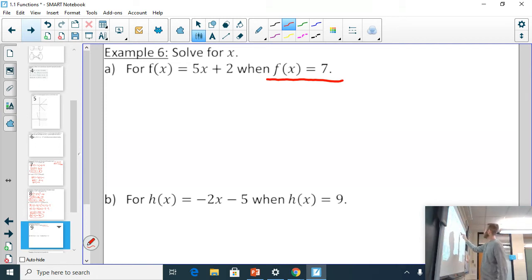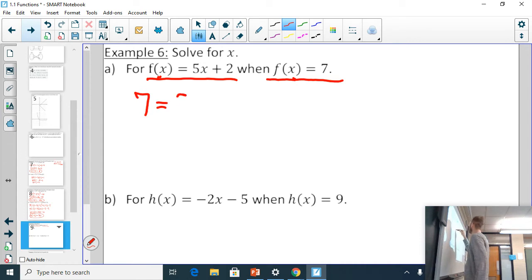So when I see this, I'm not replacing x with 7, right? Because that x is still there. I'm replacing the entirety of f of x with 7. If f of x is 7, then looking at this equation, I can replace f of x with 7 since they're the same thing. So I'm going to do that. So 7 equals 5x plus 2. And now this is just an equation that we know how to solve.